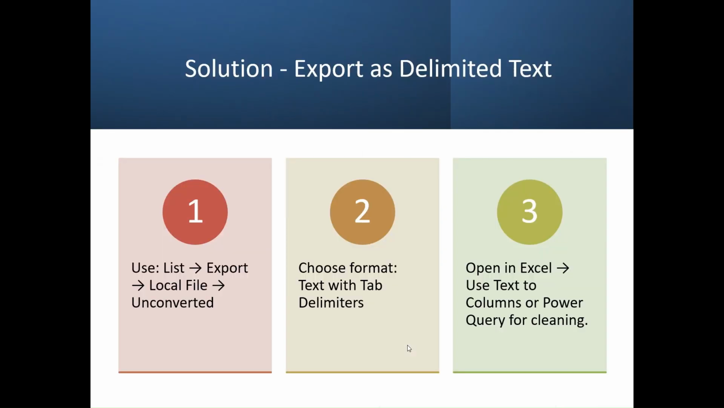Another solution is to export this as delimited text. For this, in the first step, you can use list, then export, then local file, and then go to the unconverted option. After that, you can choose the format like text with tab delimiters, and then you can open that file using text to columns or Power Query for cleaning. Using the text to columns option in the Data tab, you can transform your data into a clean format, or you can use Power Query for cleaning this data. We will also explain it in the next step. So for the first question, we have presented two basic solutions.